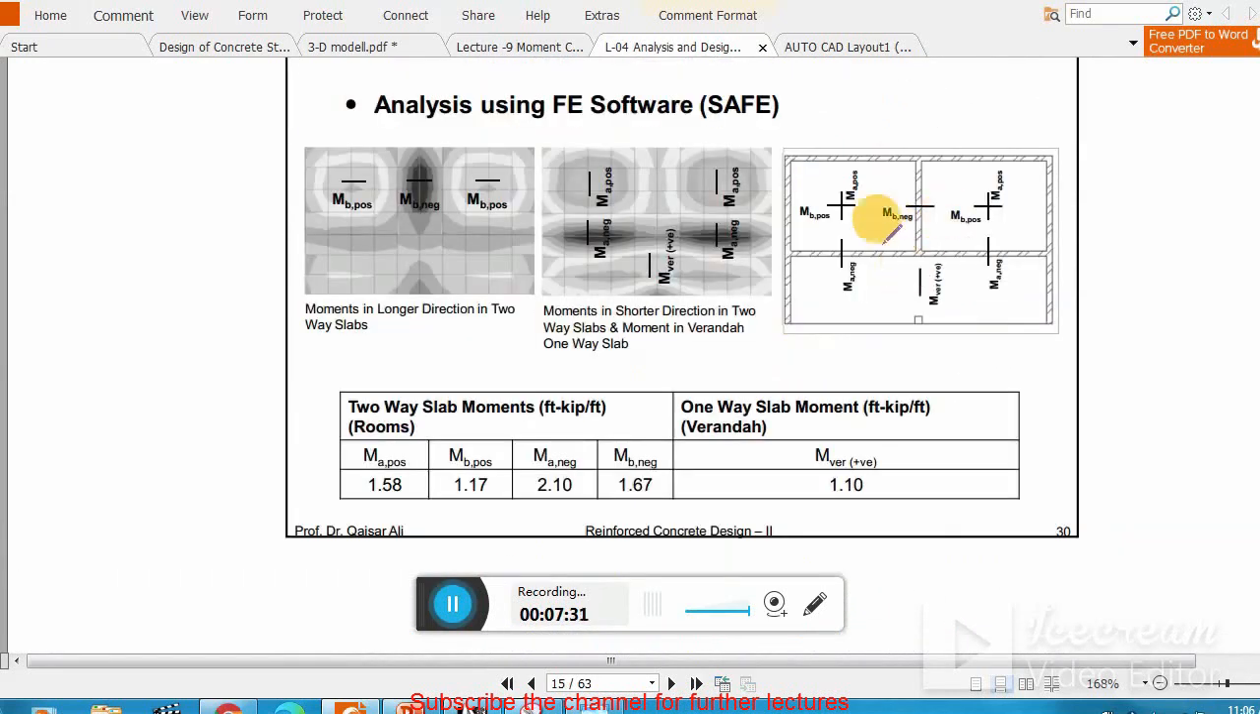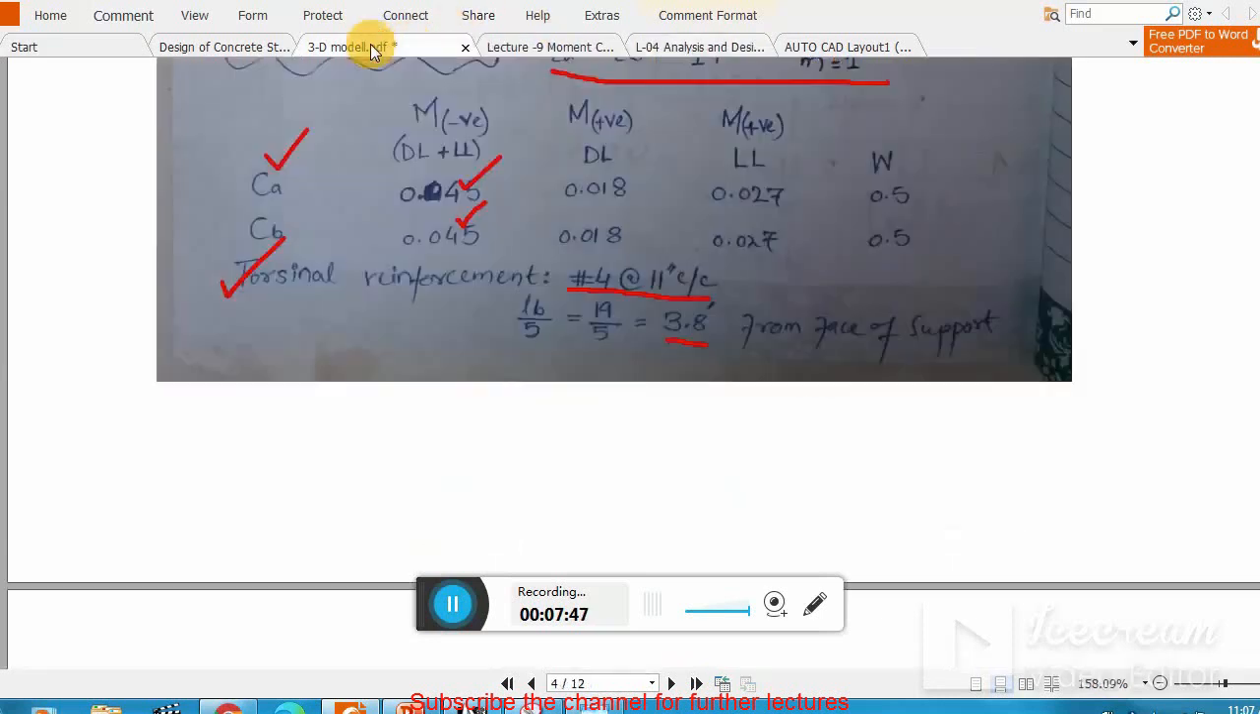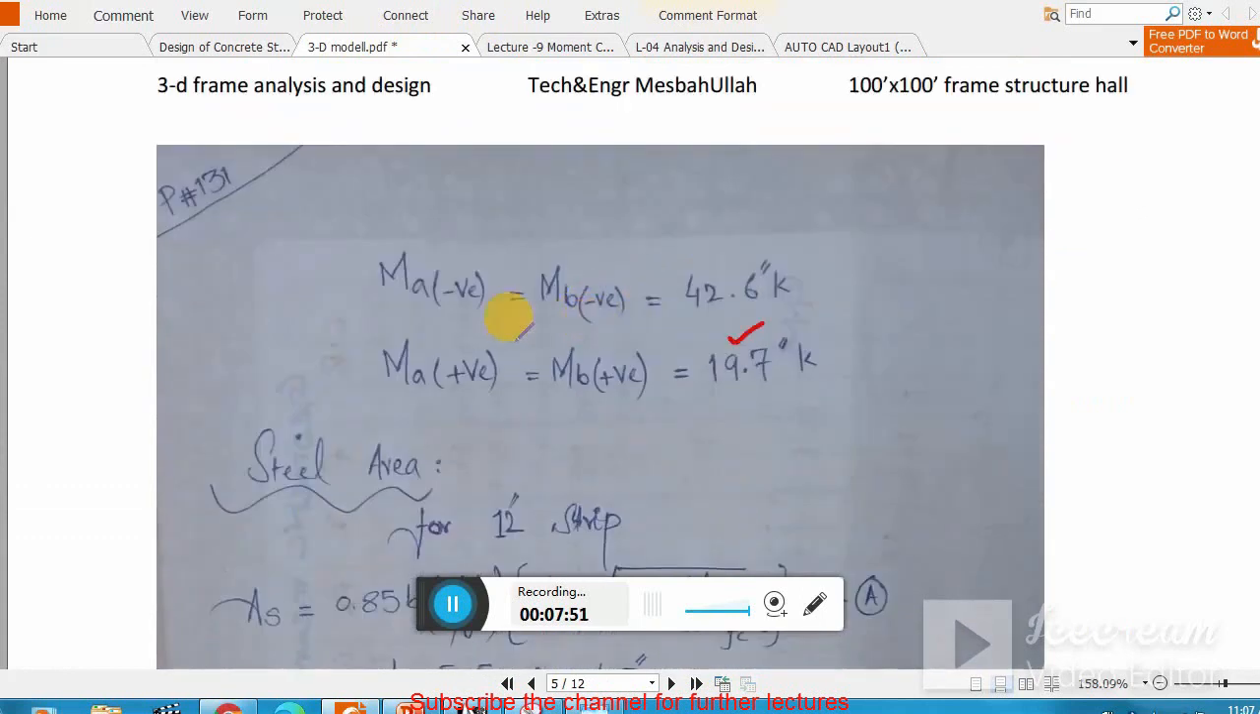And one thing which is very important. Here you see that this is your longer direction, this is your shorter, this is your longer, this is your shorter. Then you will design this as a two-way slab system, but this slab system is a one-way slab system. Remember, this is important. Clear? So let us proceed.